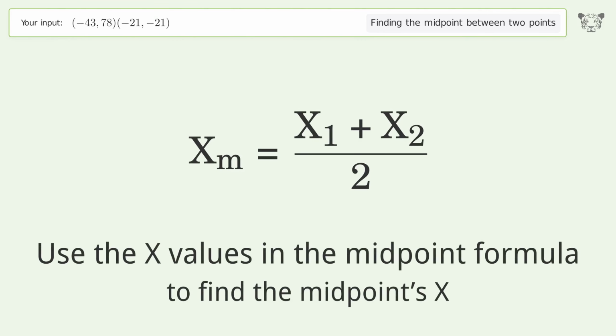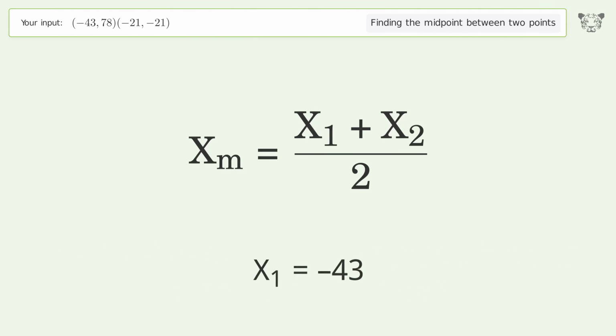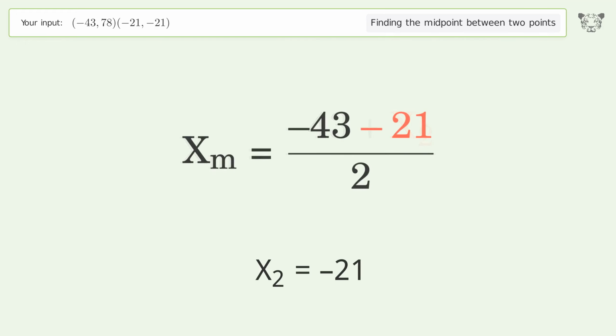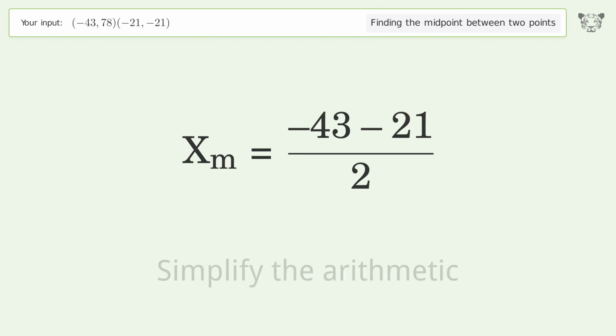Use the x values in the midpoint formula to find the midpoints x. x1 equals -43. x2 equals -21. Simplify the arithmetic.